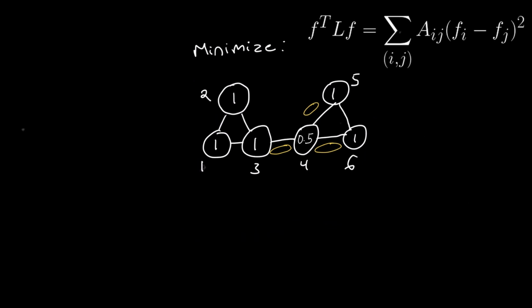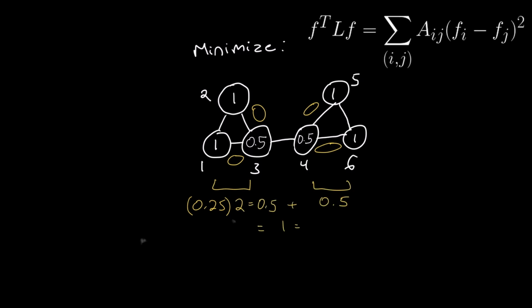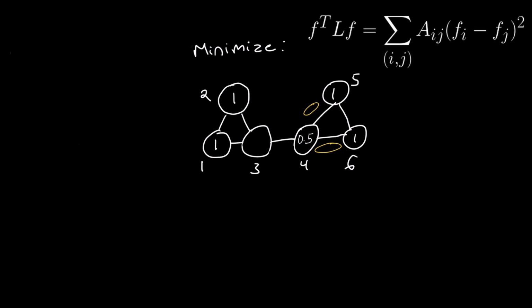Let's first try this assignment, where we make node 3 the same value as node 4. This tries to minimize the smoothness of the bridge, but the total smoothness is 1, since each cluster has smoothness 0.5, while the bridge has smoothness 0. The total smoothness of 1 is worse than the previous smoothness of 0.75. What did we do wrong?